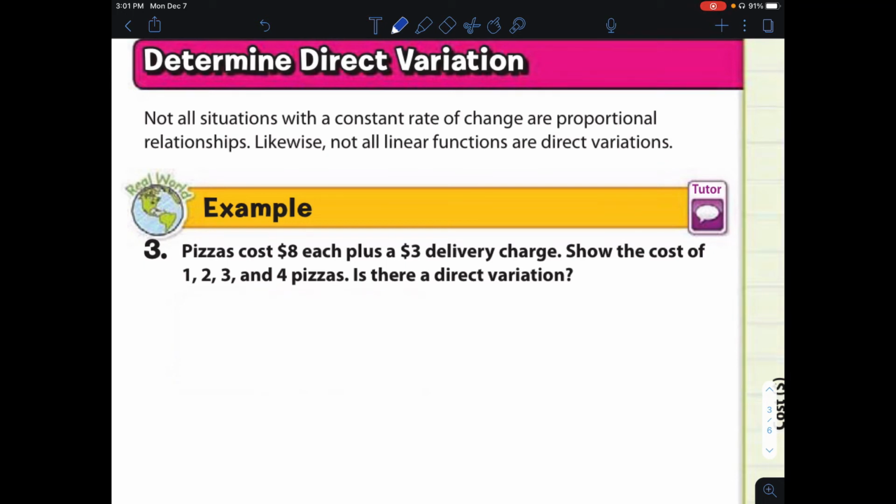Likewise, not all linear functions are direct variations. So we are going to look at different situations where you don't have a direct variation or a constant rate of change. So example number 3: pizzas cost $8 each plus a $3 delivery charge. Show the cost of 1, 2, 3, and 4 pizzas. Is there a direct variation?